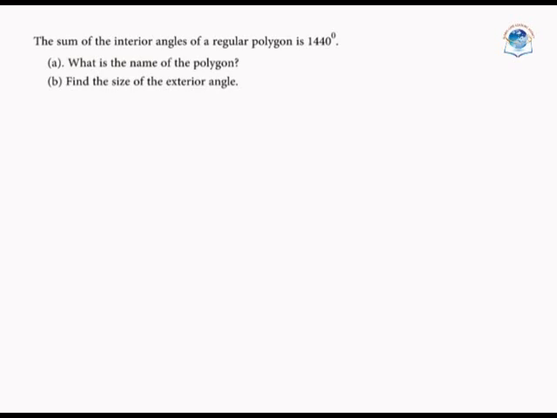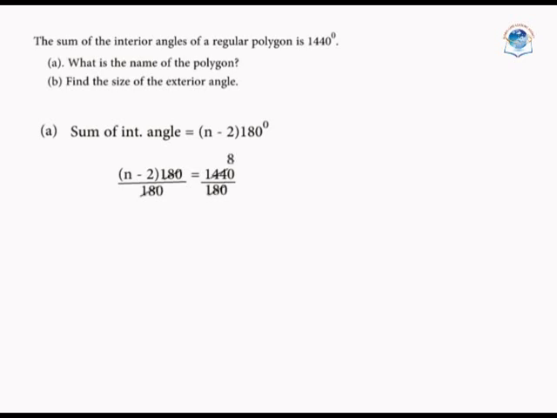In our solution for A, to be able to find the name of the polygon, we need to find the number of sides, and we know the number of sides is equal to the number of the interior angles. So the formula for calculating the sum total of the interior angles is n minus 2 times 180 degrees. So we equate that to 1440. So we have n minus 2 times 180 is equal to 1440. We divide both sides by 180, and if we solve that, n is equal to 10. So the polygon is a decagon.